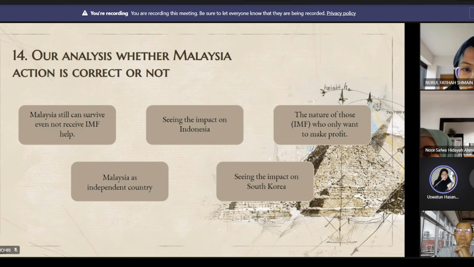Fourth, Malaysia as an independent country, what is the point of us as an independent country still following the lead of outsiders in making decisions? That is similar to how they colonized us and controlled our economy for their own benefit.